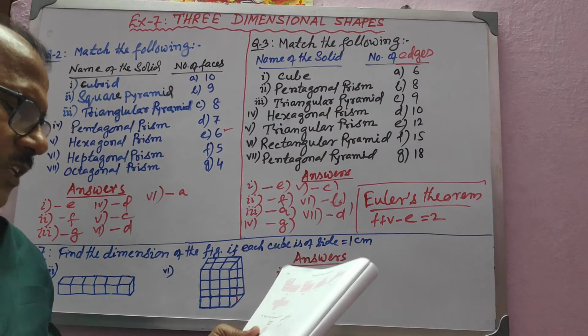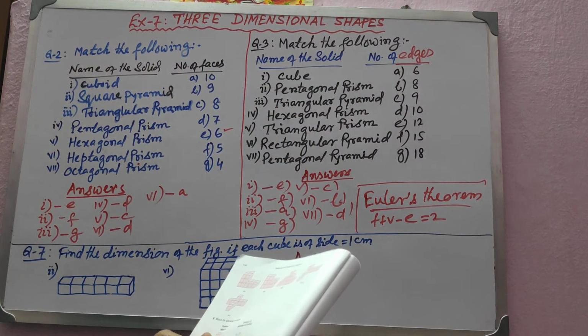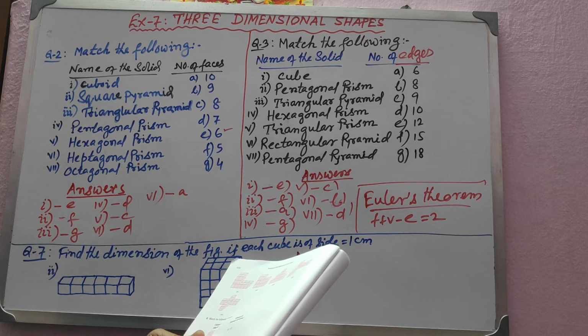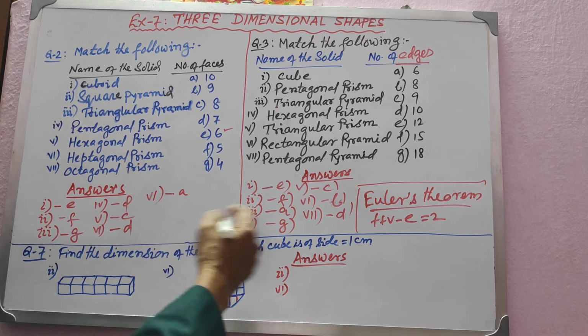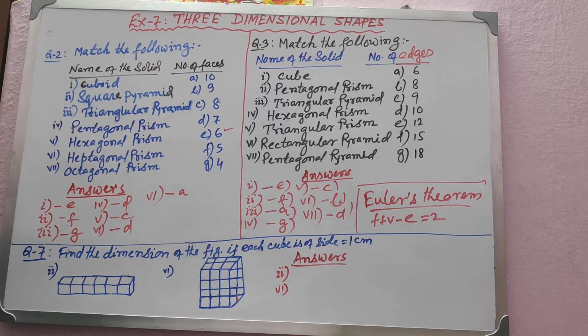Find the dimension of each of the following figures in which the cube has a side of 1 centimeter. So every cube, this is 1 centimeter, this is 1 centimeter. This is a 1 by 1 centimeter cube. So you have to find out the dimensions: length, breadth and height. I have taken question number 2 and question number 6.